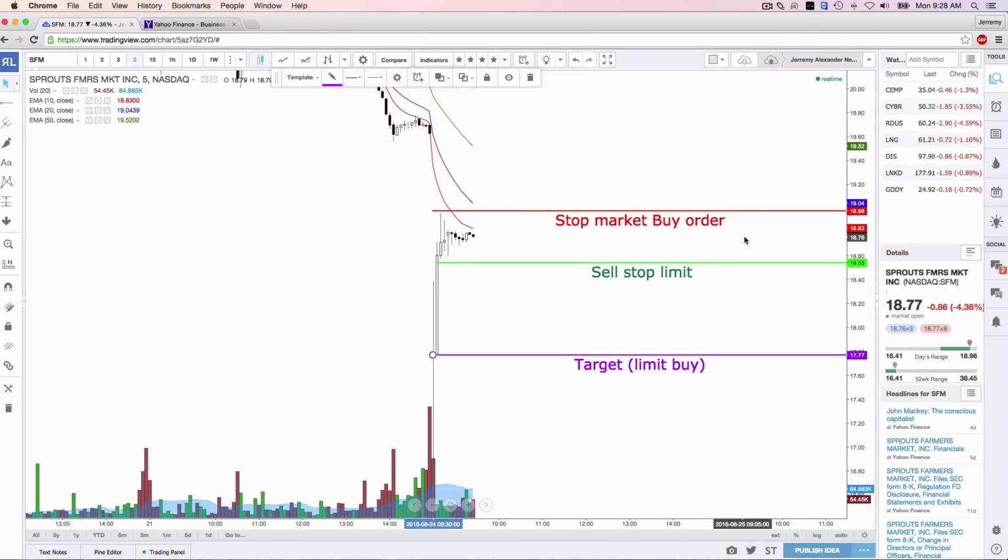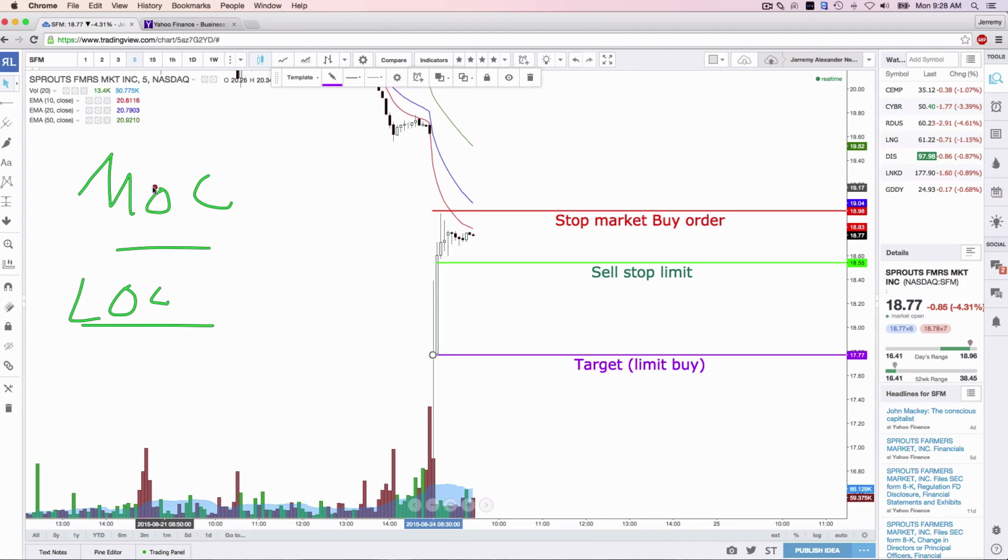Ladies and gentlemen, any questions from those here live about the order setups in the broker? Now, obviously, depending on the broker, you can have many other ones out there. Most questions I get are these two, MOC and LOC. These are also pretty easy to understand.